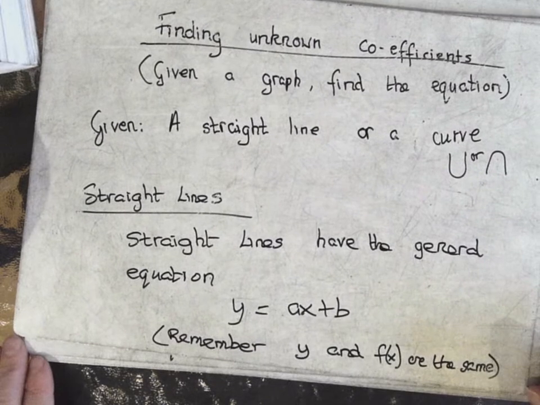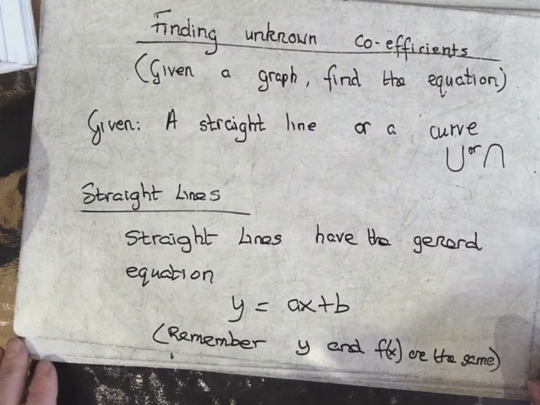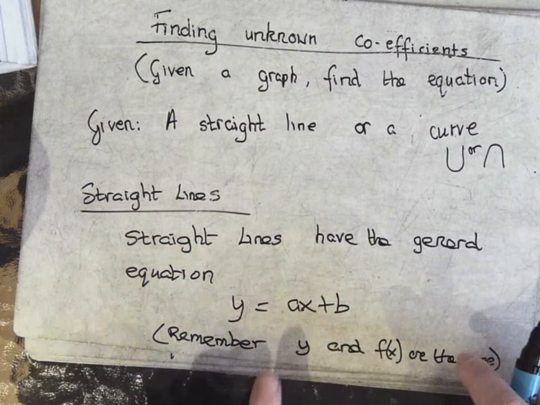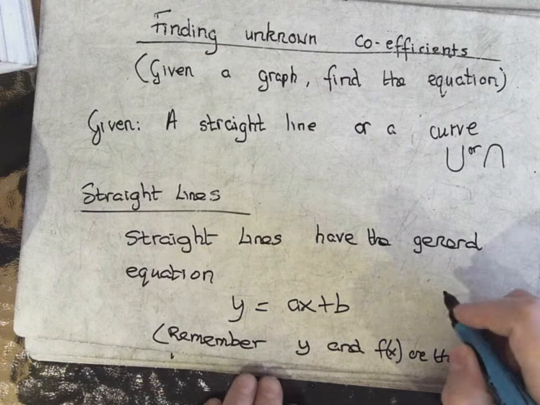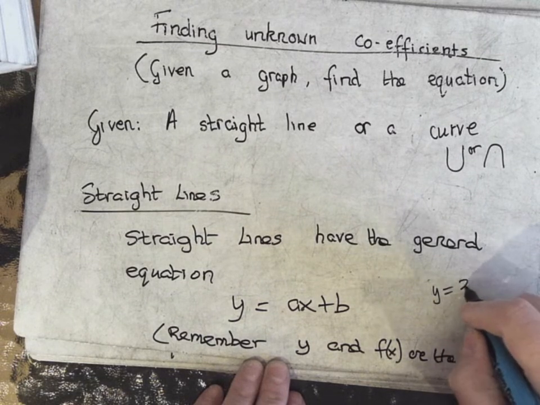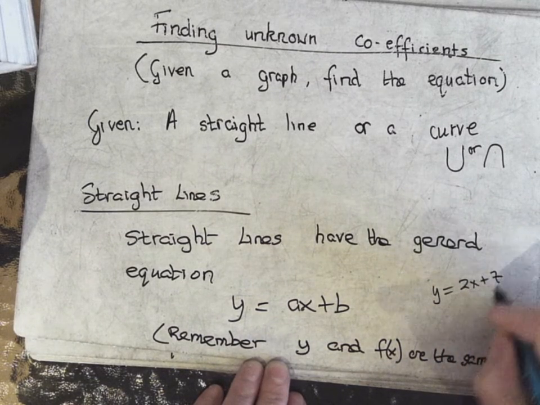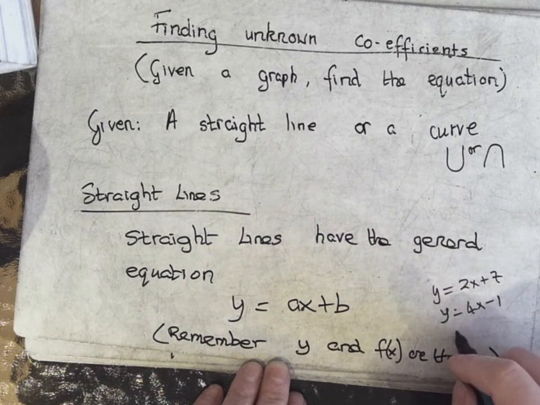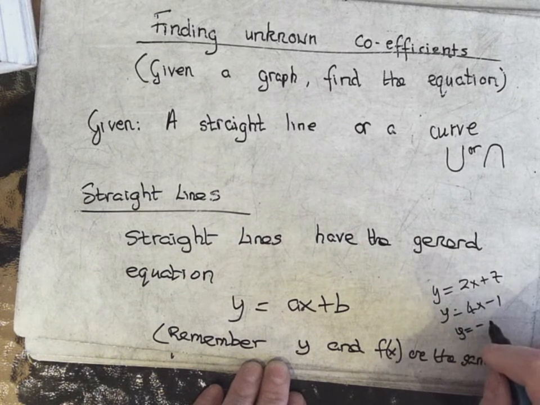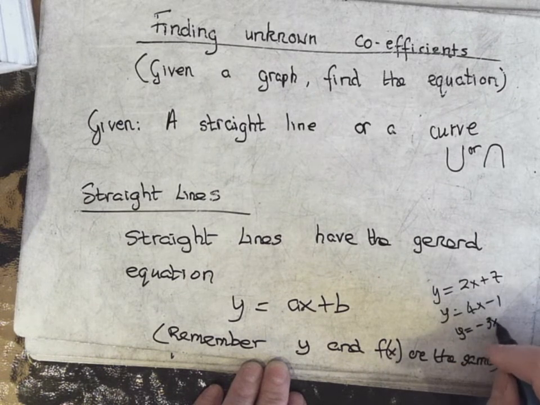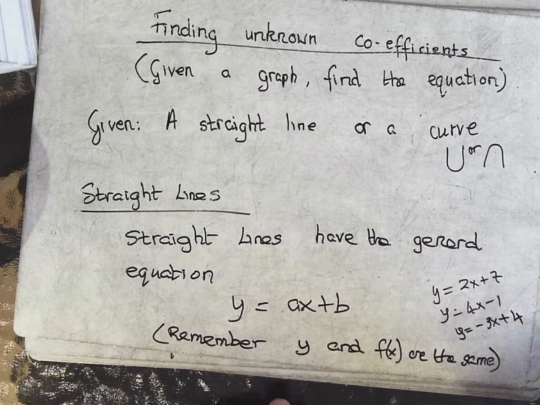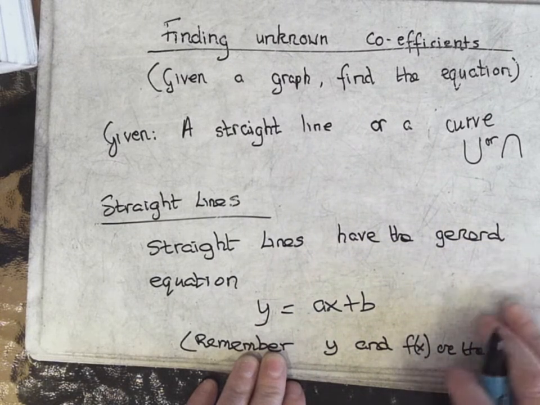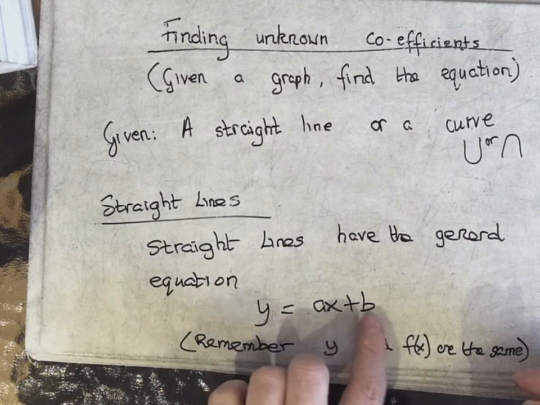Okay, so what you need to know is straight lines have the general equation y equals ax plus b, right? As in y equals 2x plus 7. That's a line. y equals 4x minus 1, that's a line. y equals minus 3x plus 4, etc. They're all lines. They all have y equals something x plus or minus a number.